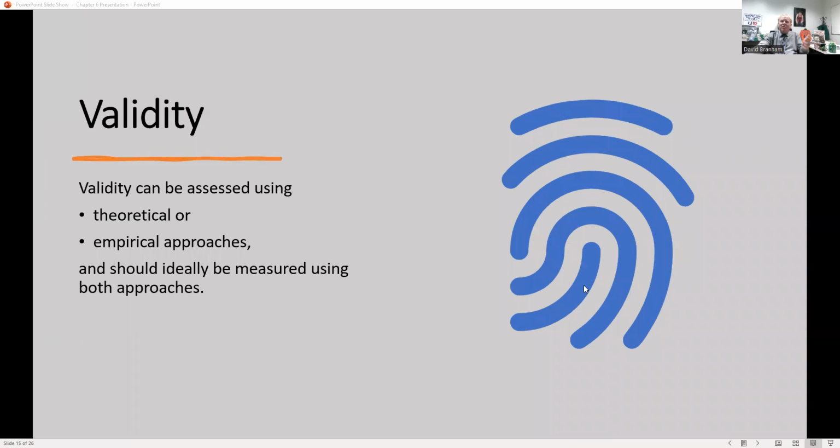So validity can be assessed using theoretical or empirical approaches and should ideally be measured using both approaches. Theoretical approaches basically say, theoretically, this is how I would measure something, and you put it down. When you do that, it's best to have individual input from other experts, if you can. Most of the time, in all honesty, you don't have that unless you're doing a research proposal that some funding think tank, for instance, is trying to determine whether you're actually measuring what you want to measure.